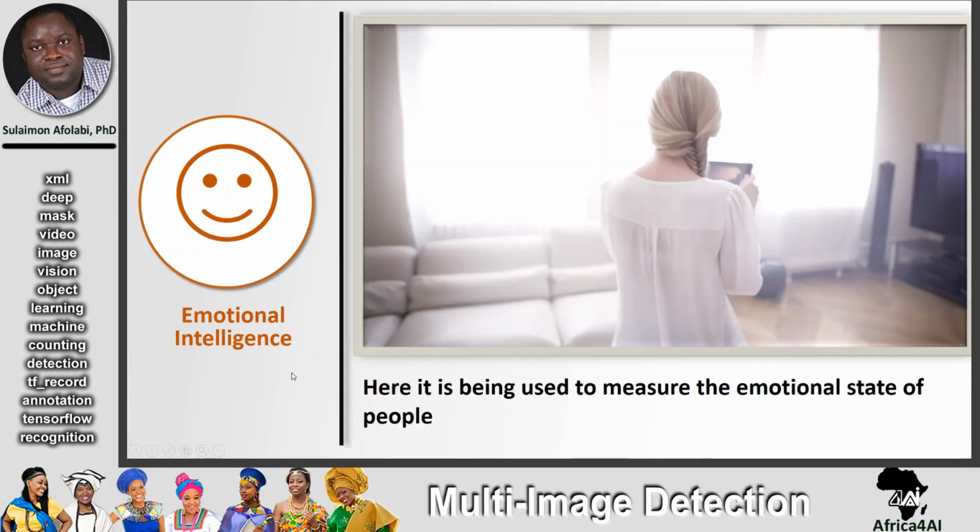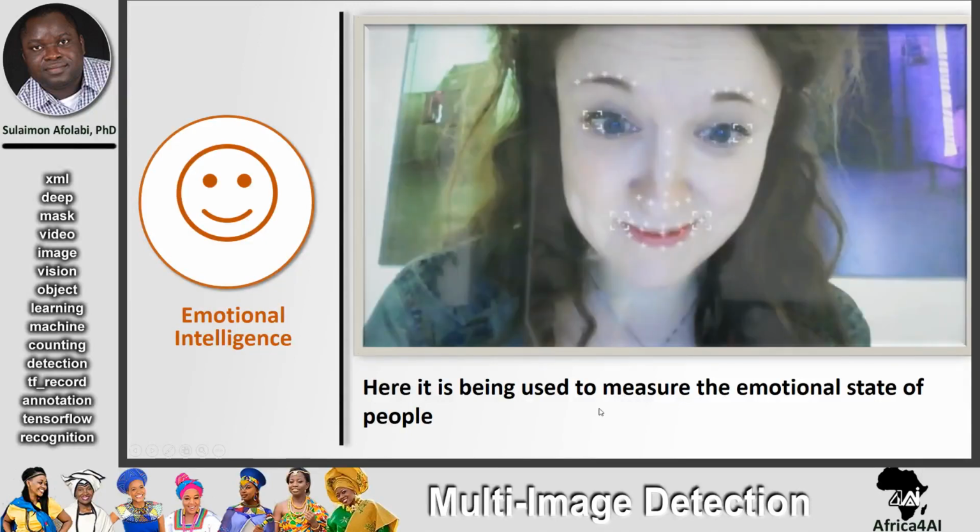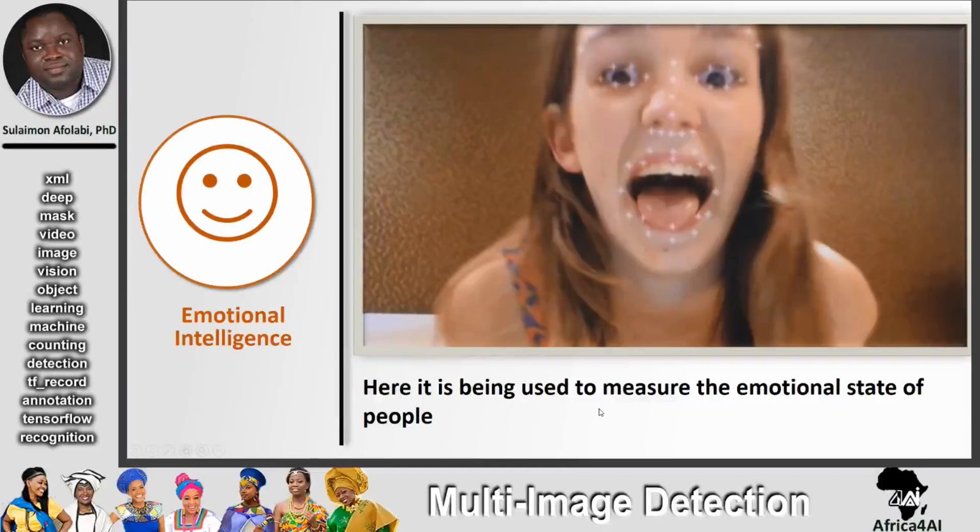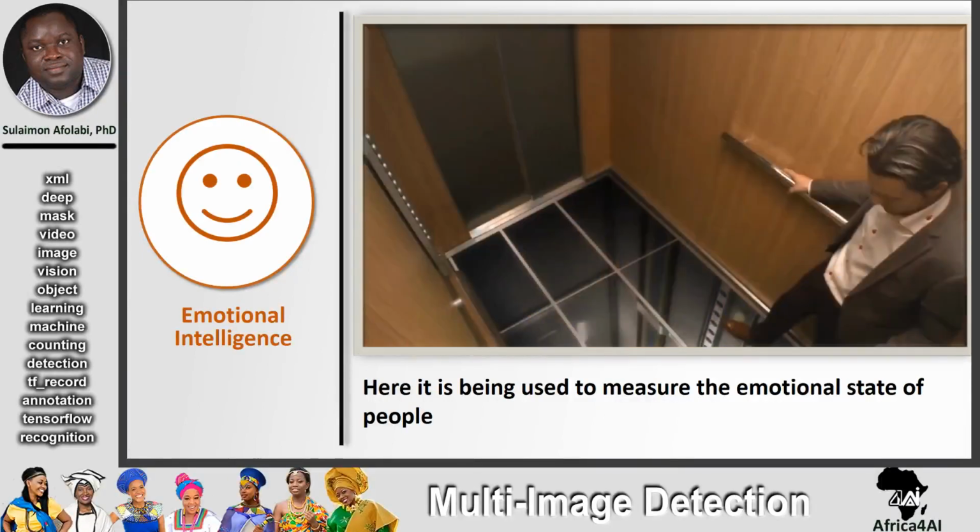Emotional intelligence. So in this video, it's being used to measure the emotional state of people. Are they happy? Are they sad? Are they afraid? Are they scared? Are they agitated or, okay? So are they moody? So you can use it for that. All right.